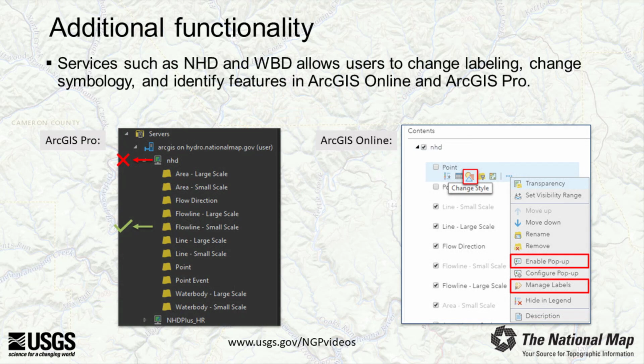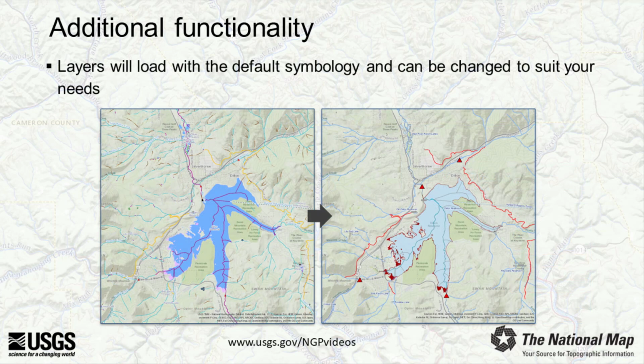If you use ArcGIS Pro or ArcGIS Online, there is additional functionality to the web service. Services such as NHD and WBD allow users to change labeling and symbology, as well as identify features. To do this, expand the service and add the layers, not the whole service, that you want on your map. The layers will load with the default symbology and can be changed to suit your needs.